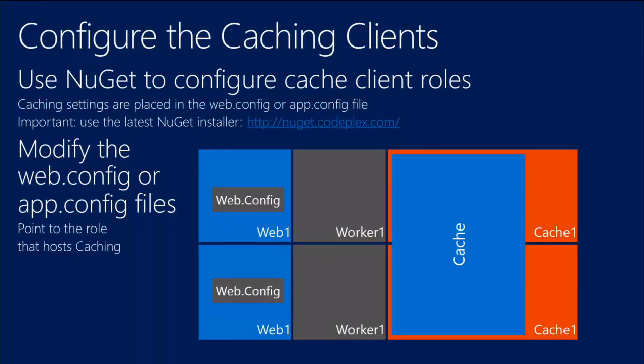So once you identify the cache cluster, or the role instances that are going to serve as the cache cluster, then you need to configure the cache clients. And basically, there's a really easy way to do that. We provide a NuGet package that you can install to the role. And what that does, when you install the NuGet package, is it adds the assembly references for caching, and it goes ahead and puts some entries into the web config or the app config of your client role. And then all you have to do is go into the config file and point it to the role instance that actually hosts the caching.